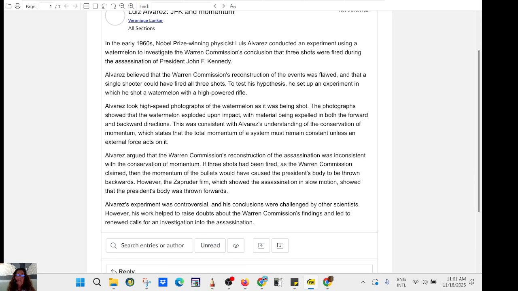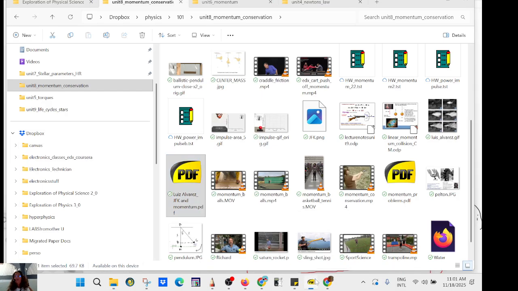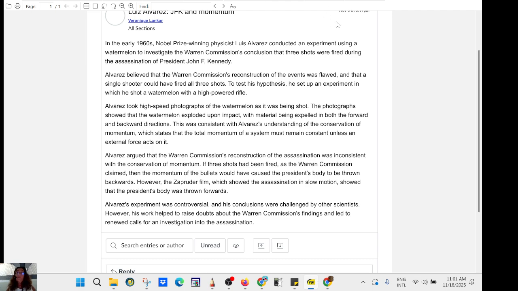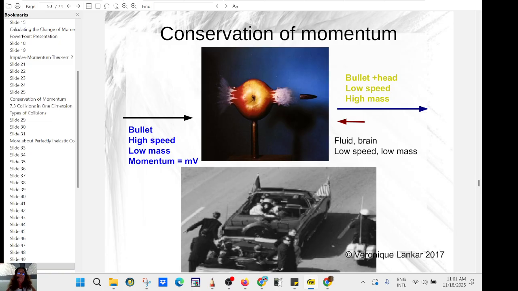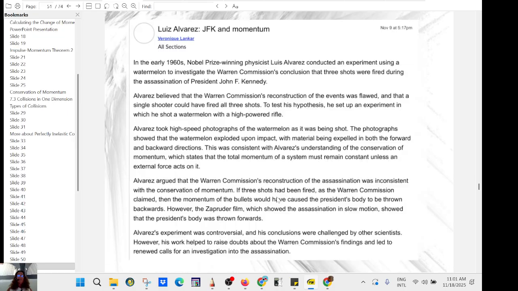He used a watermelon, the Warren Commission and so on. It's interesting. My point is, I don't really know what happened. Nobody knows, but my point is that that's physics. You expect stuff from the back and stuff from the front. So that's a nice illustration.